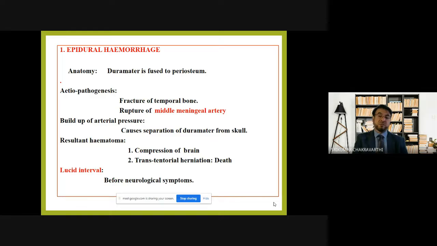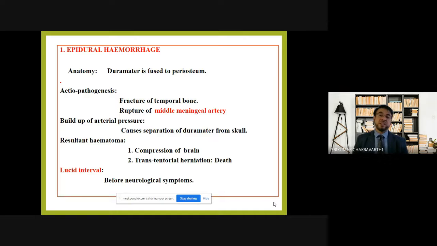So when it gets ruptured, blood accumulates, the arterial pressure builds up and pushes the dura mater inside from the skull. So a hematoma is formed. This hematoma pushes inside, compresses the brain, and it can cause herniation of the brain from the upper supratentorial to infratentorial space.